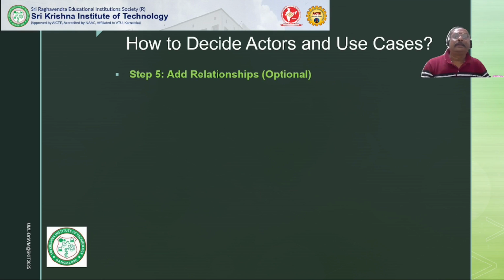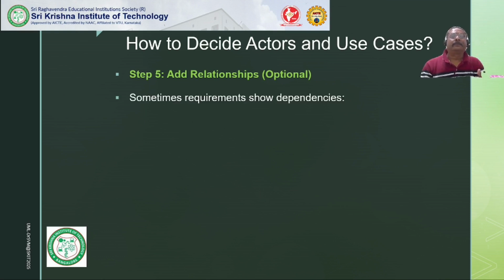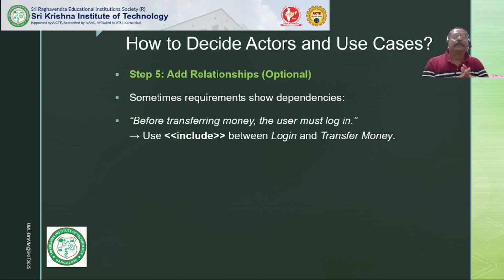So if there are any relationships like dependencies, where one action depends on another action, then we can add the relationships. Like, before transferring the money, the user must log in. Yes, without logging in, the transfer cannot take place. Therefore it is essential to log in before money transfer. So the money transfer should include the login.